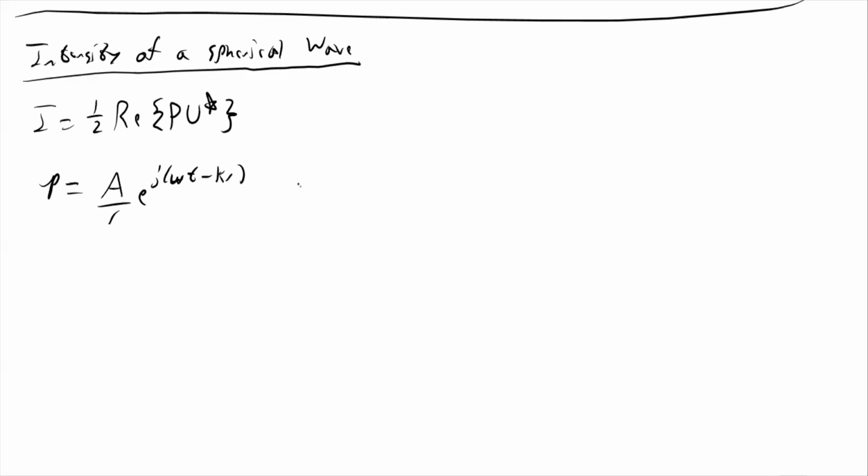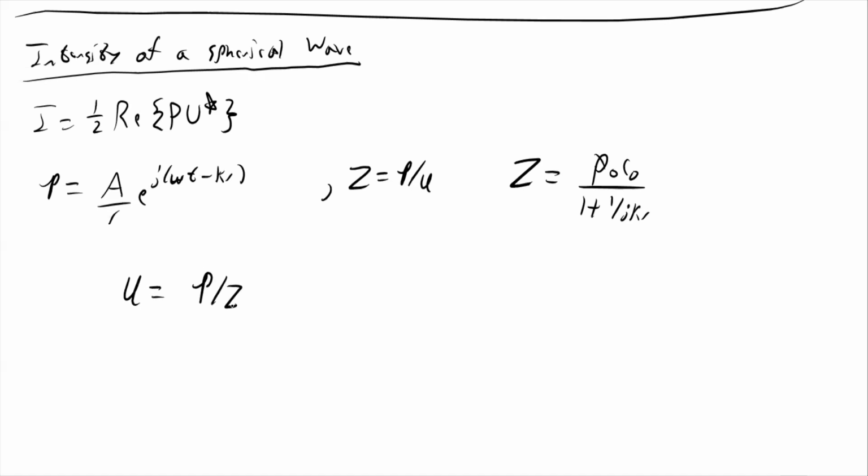Now, we also know, if you're familiar or you saw the video on impedance, that pressure and particle velocity are related to impedance via this expression, P over U. And we know for a spherical wave that the impedance is rho naught c naught over 1 plus 1 over j k r. So we know that U is equal to P over Z, which is equal to P over rho naught c naught over 1 plus 1 over j k r.